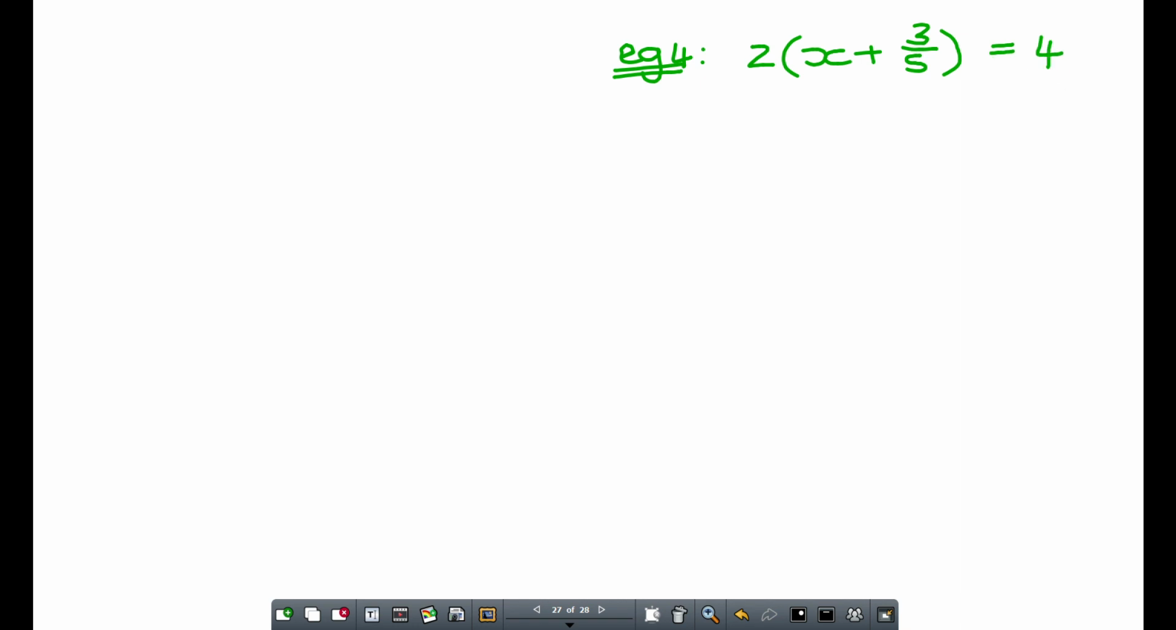Okay, right. So before I can actually go and solve x, what did I have to do? Get rid of the brackets. And how do I do that? I am going to multiply in that 2. No? Okay, so 2 times x is going to give me 2x. 2 times 3 over 5 is going to give me 6 over 5. And that's still equal to 4.